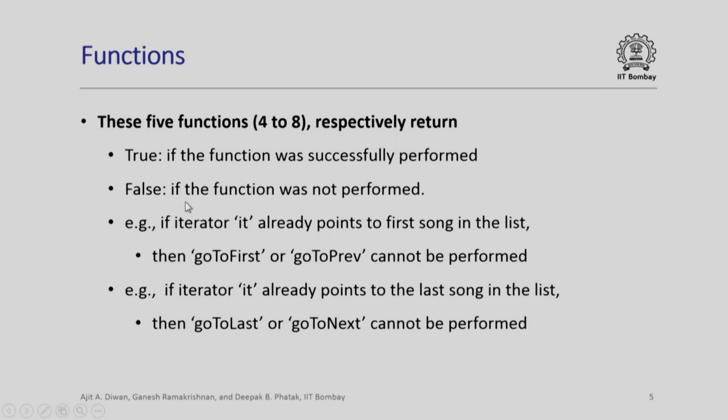Let us very quickly look at some sample conditions under which the function may return false. For example, if the iterator IT already points to the first song in the list and we say go to first or go to previous, it cannot be performed because we are already on the first, and there is nothing previous. Similarly, if iterator IT points to the last song in the list, then go to the last is meaningless. Similarly, go to the next is meaningless because there is no next song. So, when we implement these functions, the appropriate precautions have to be taken such that the execution of the function, whether it is successfully done or not successfully done, is reported back.